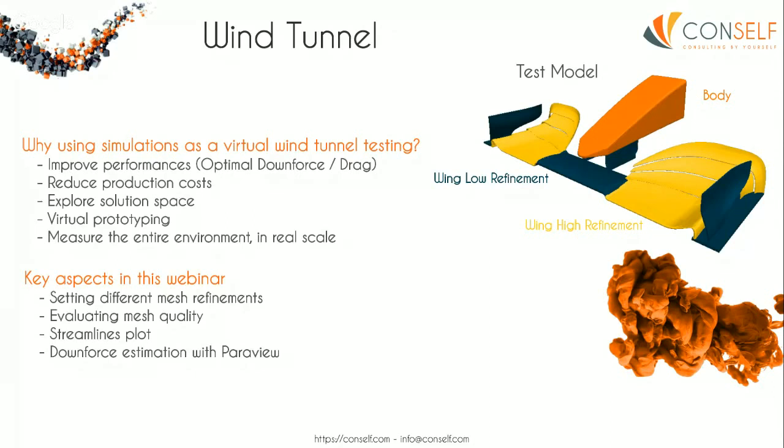So let's start with why use simulation as a virtual wind tunnel. Well, the first and most intuitive reason is that you can optimize your design. For example, obtain the optimal downforce over drag ratio, maximizing the downforce and minimizing drag. You can also reduce production costs because these tools can be run in the very first design phase, avoiding wrong choices and thus correcting the design in the very first steps.